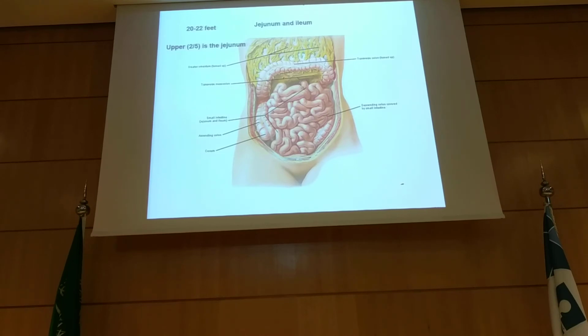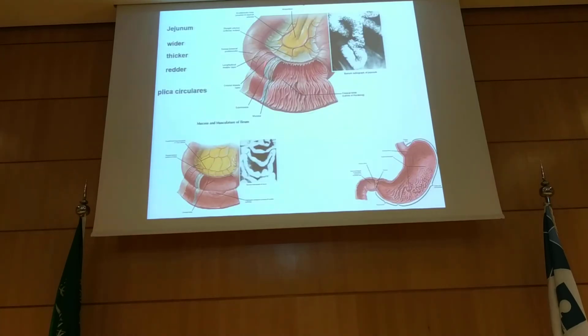But if you were to do a surgery on the ileum, you need ways to differentiate between the duodenum and the ileum. You're not going to go through the 7 meters trying to reach the ileum. So there are ways to differentiate. Number one is that the duodenum is wider in diameter and it is thicker and redder.